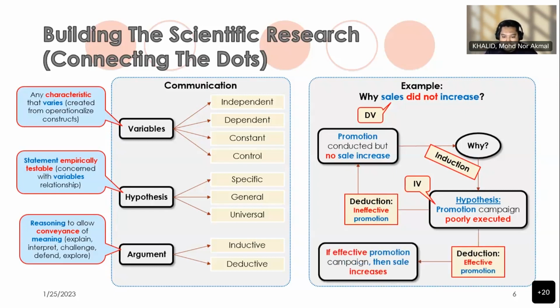And of course, again, we can deduce. If you know the problem, you identify a new problem from the new hypothesis. That's why certain research has multiple hypotheses, to cater to these kinds of multiple scenarios.